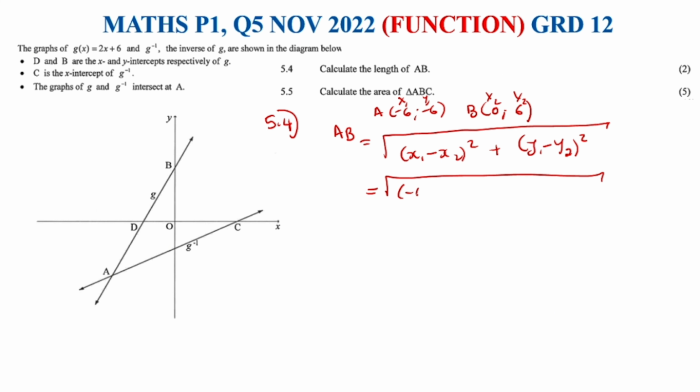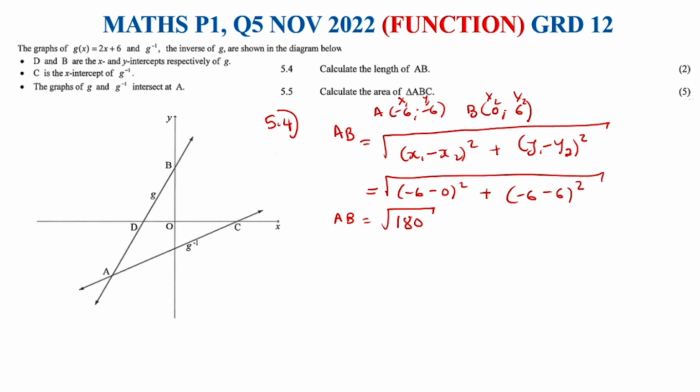Let's do the substitution. I'm going to say minus 6 minus 0 all squared plus, therefore y1 minus 6 into minus 6 all squared. All right, if you punch this in your calculator, you should therefore be able to get the square root of, let me just double check this one, square root of 180. Okay, there are many ways you could have worked this out. You could have simplified it further, but I'm just going to leave it here for now.